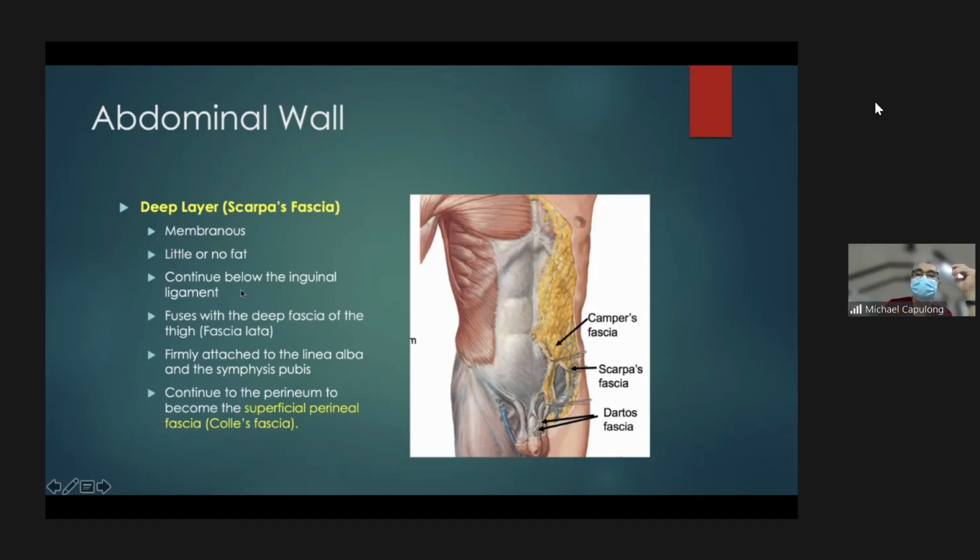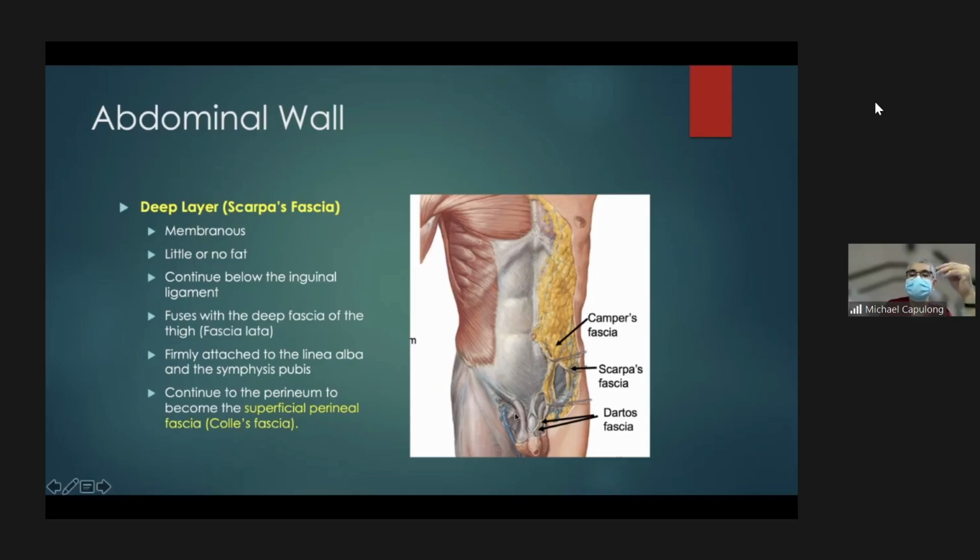It continues below the inguinal ligament and fuses with the deep fascia of the thigh. If you can recall your fascia lata, it fuses with your tensor fascia lata, and it is firmly attached to the linea alba and the symphysis pubis. So doing a midline incision, you will cut through your Scarpa's fascia. And as it goes towards the perineal area, this becomes your superficial perineal fascia, or your Colles fascia.